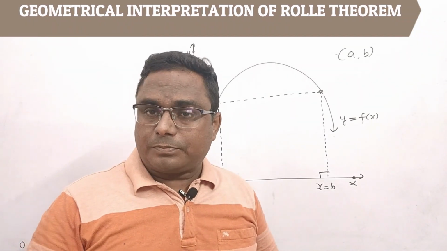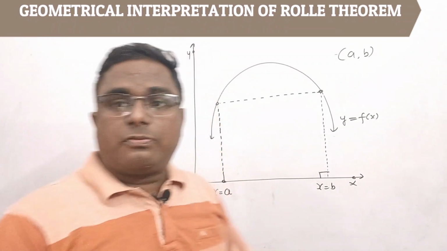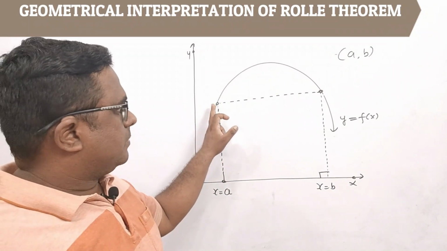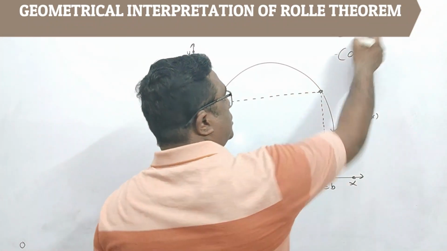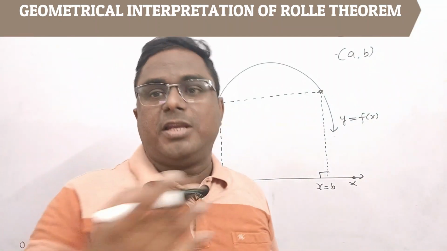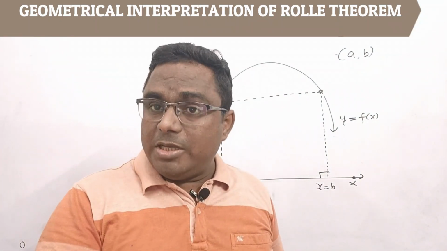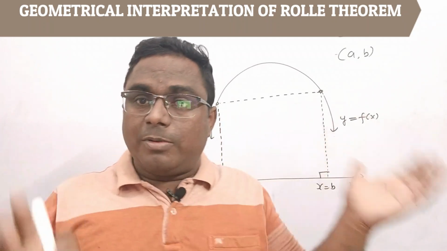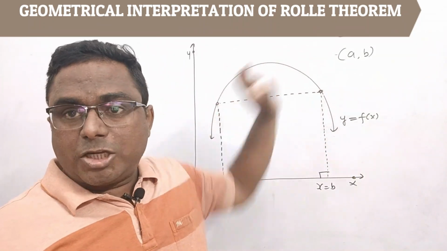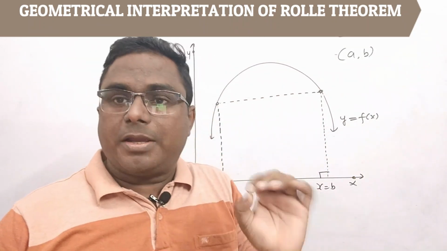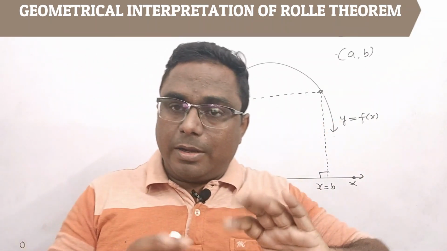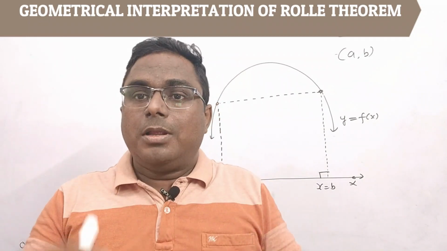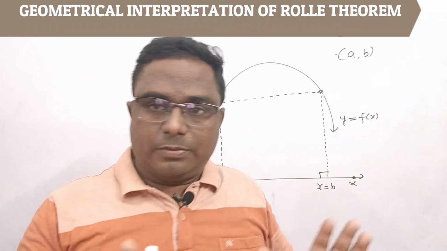Is that clear? What was the first condition? That the function must be continuous in the closed interval [a, b]. And what was the second condition? That the function must be differentiable in the open interval (a, b). It means in the closed interval [a, b] there should be no gap in the graph of the function, and in the open interval (a, b) a tangent must be possible at every point of the curve.